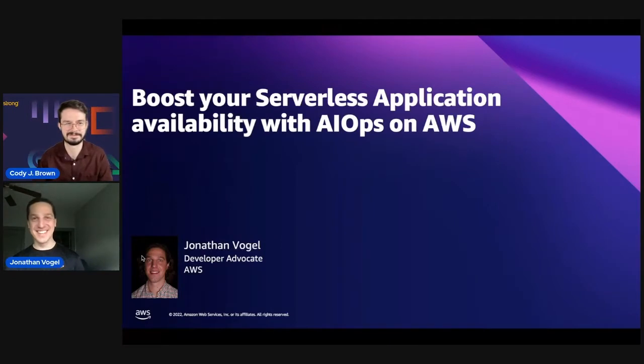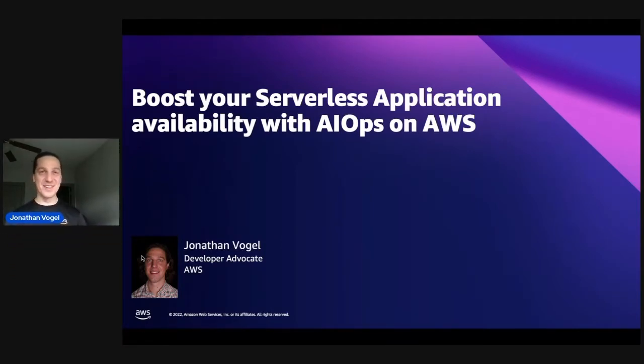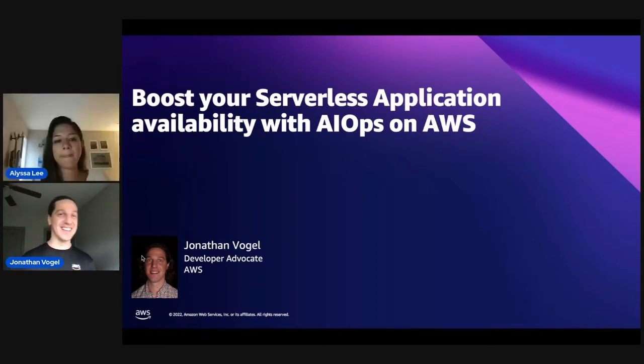Hello, everyone. Good morning, good afternoon, wherever you're located in the world. My name is Jonathan Vogel, and I'm a developer advocate at AWS. I appreciate the nice introduction, Cody, and I'm also joined by my colleague, Alyssa, who looks to help our customers be successful in this space. So I'm glad to see that she's joined us. I'll let you go ahead and introduce yourself, Alyssa.